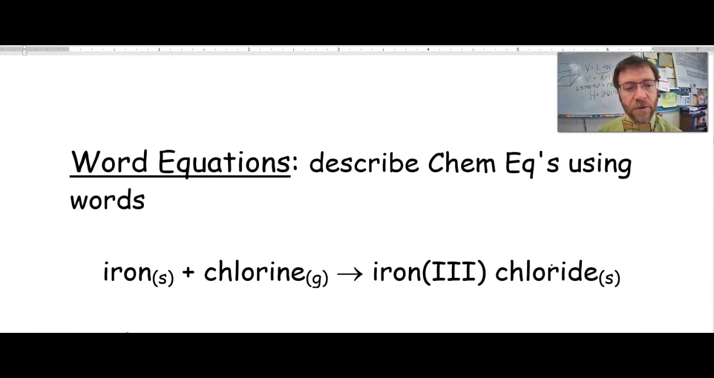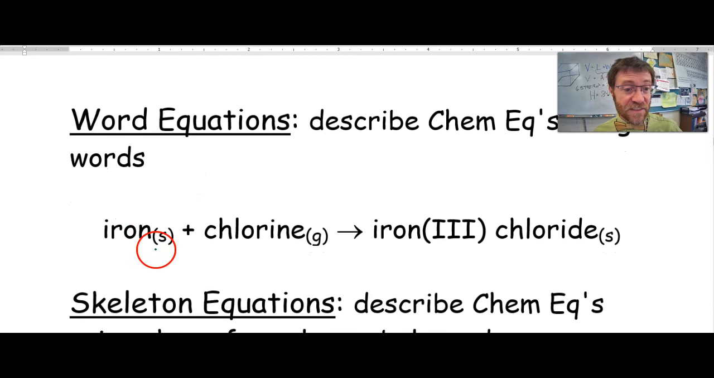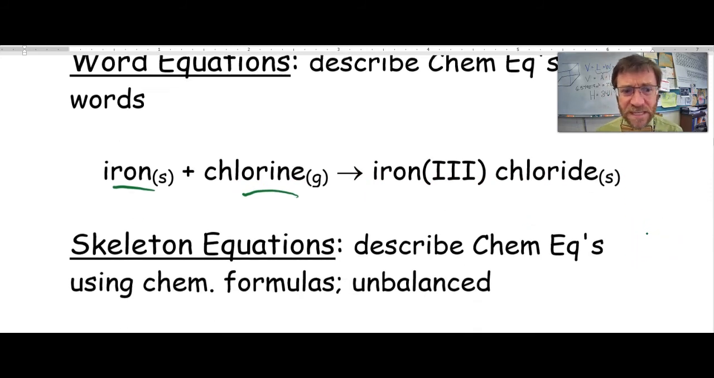Now the different forms of chemical equations, it's kind of right in the titles. A word equation describes an equation using words, right? So this word equation is iron plus chlorine yields iron 3 chloride, solid. Got it? We just use the names.